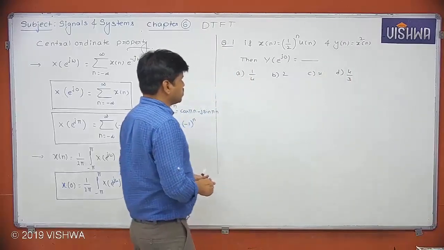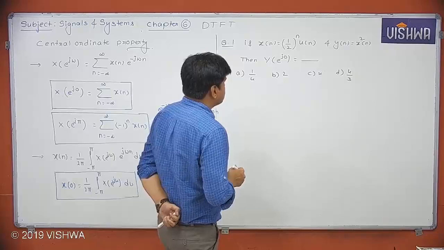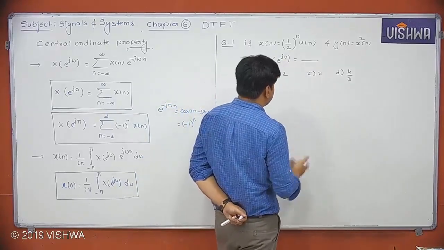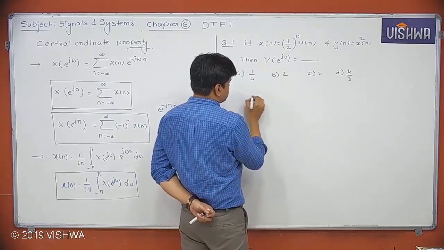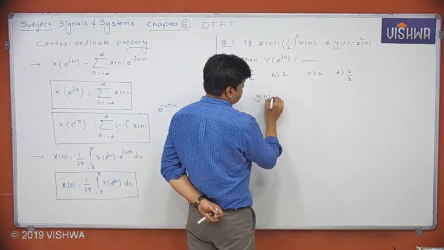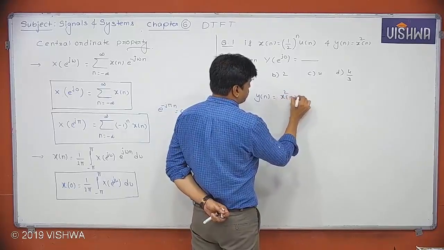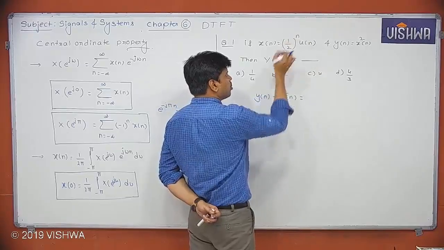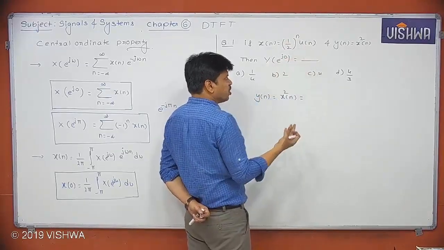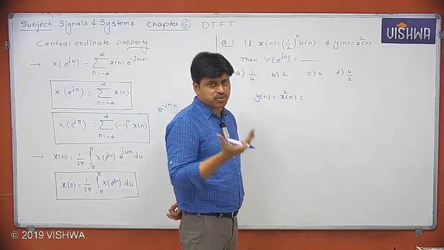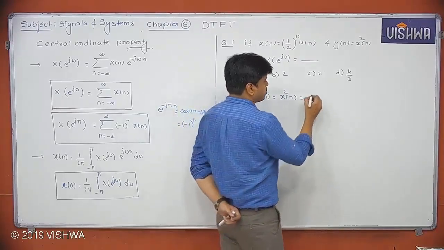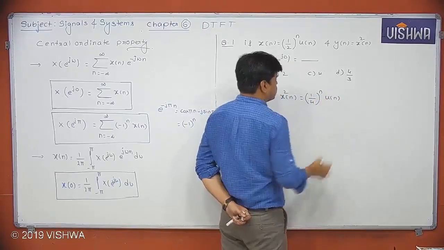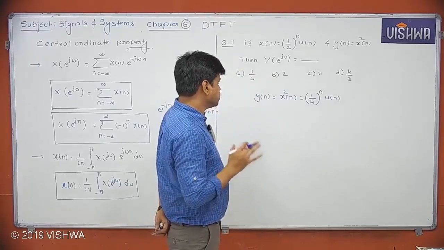Let's see how we can solve this question. If I know Y of e power j omega, in that omega has to be 0. First of all, what is y of n? Y of n is x of n square. If I square this function, this is going to be 1 by 4 whole power n, u of n square, which is nothing but u of n only, because u of n multiplied with u of n gives the same u of n. So it is nothing but 1 by 4 whole power n u of n. So this is y of n.